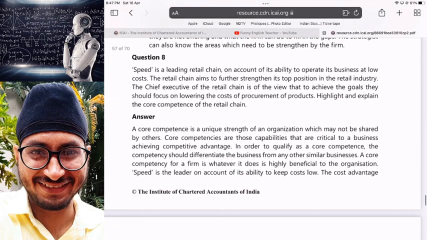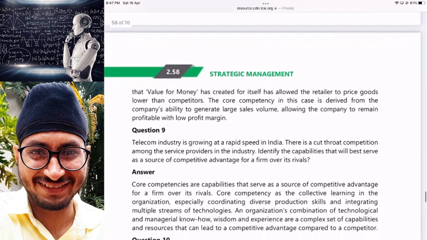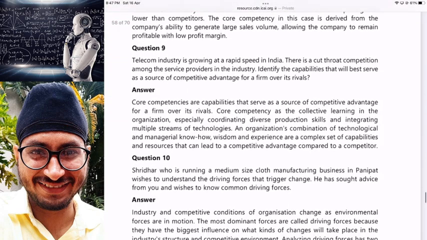Speed is a leading retail chain on account of its ability to operate its business at a low cost. The retail chain aims to further strengthen its top position in the retail industry. I think this type of problem, we have just now seen this question. Yeah, like value for money company.